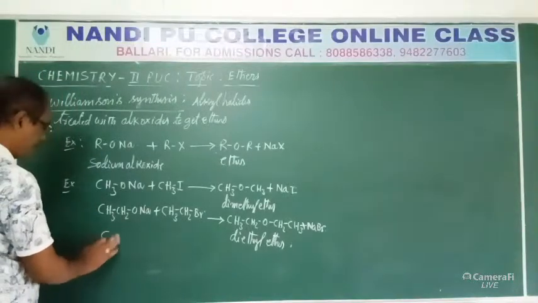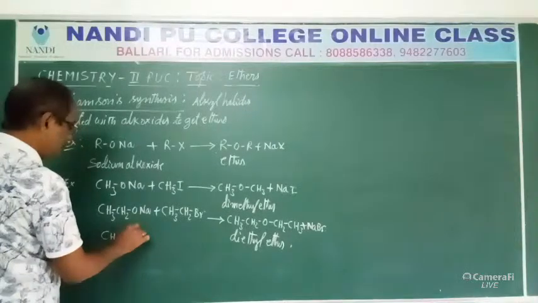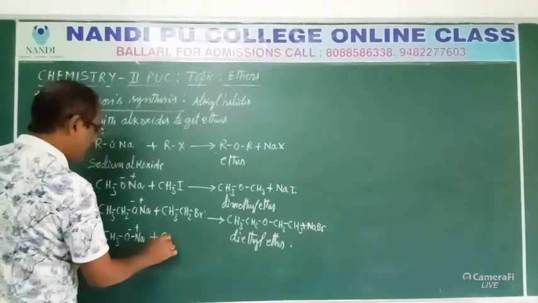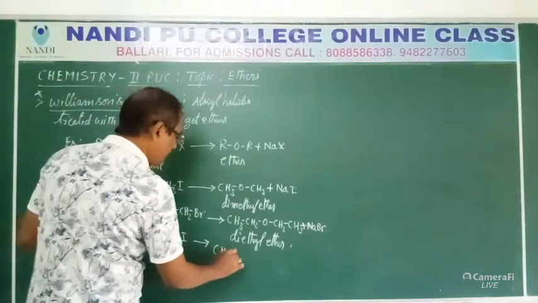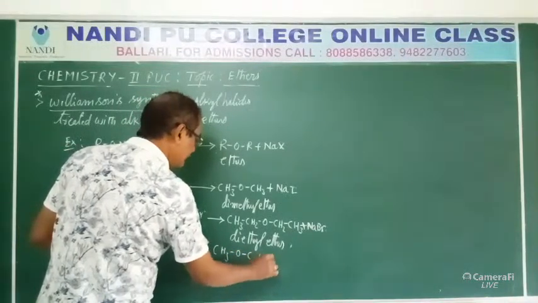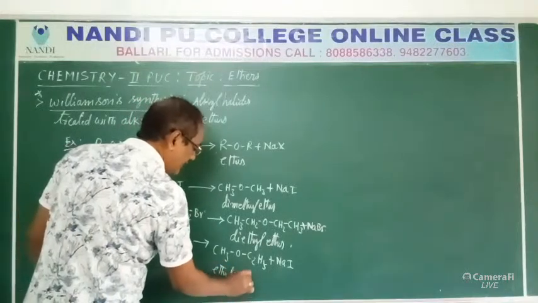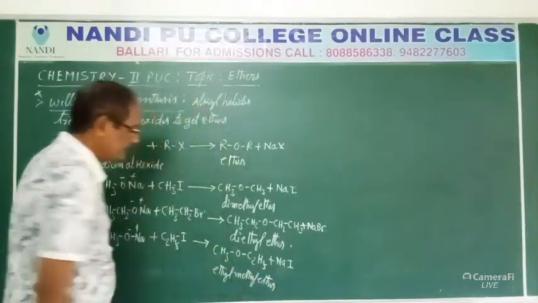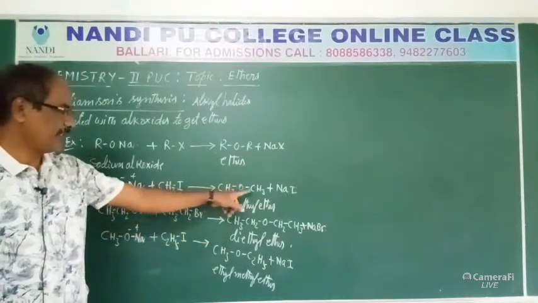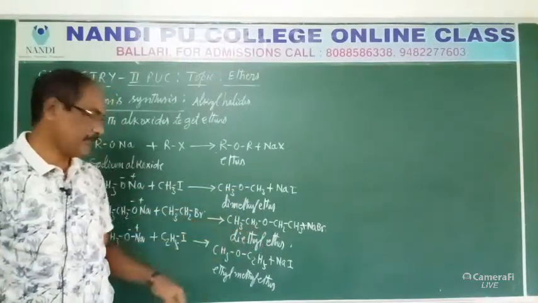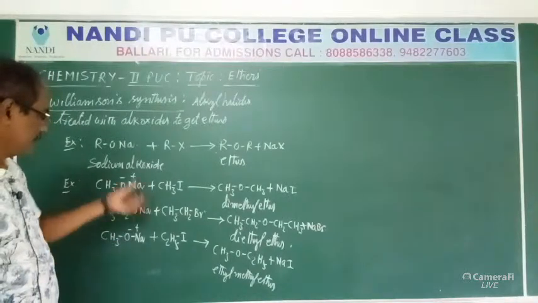Suppose I take CH3ONa plus C2H5I, ethyl iodide. Then again we will get CH3OC2H5 plus NaI. This is ethyl methyl ether. These two are symmetrical ethers. This is an unsymmetrical ether. Dimethyl ether or methoxymethane, diethyl ether or ethoxyethane, and this is ethyl methyl ether, that is methoxyethane. Right, children?